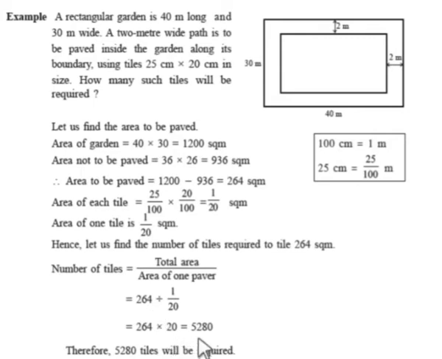So when you multiply 264 by 20, you will get 5280. It means how many tiles will be required? 5280 tiles will be required to pave the path along the garden.